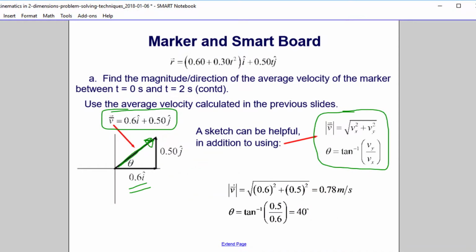So the magnitude is the square root of vx squared plus vy squared, and we get 0.78 meters per second. And the angle is the inverse tan of 0.50 over 0.6, and we get 40 degrees. So that is the magnitude and direction of the average velocity vector between those 2 points.